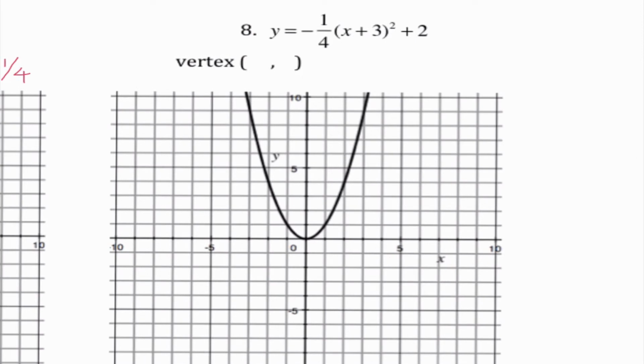And number 8, our vertex would be (-3, 2). So I'm going to the left 3 and up 2. This time, our a value is -1/4, so that means that it is fatter, but it also means that it's going down. So that is just a sketch of what this would somewhat look like.